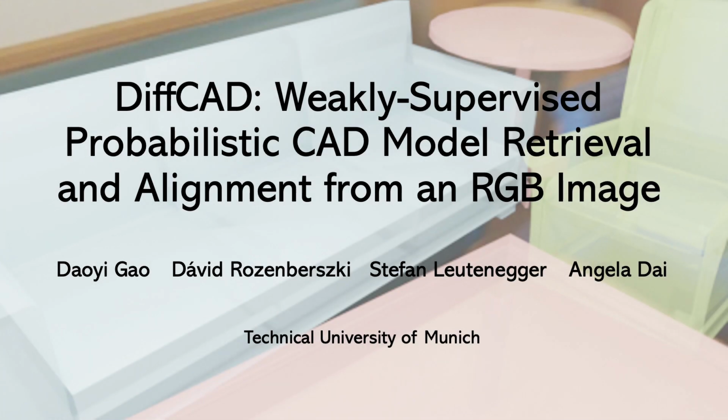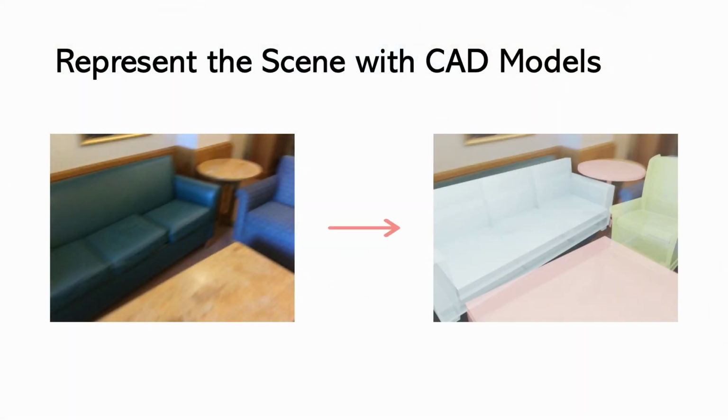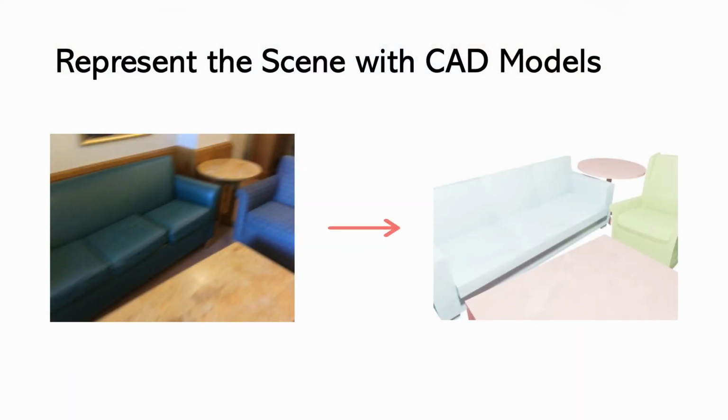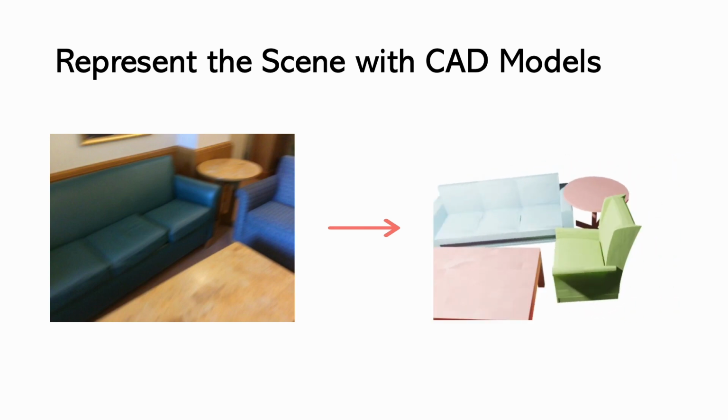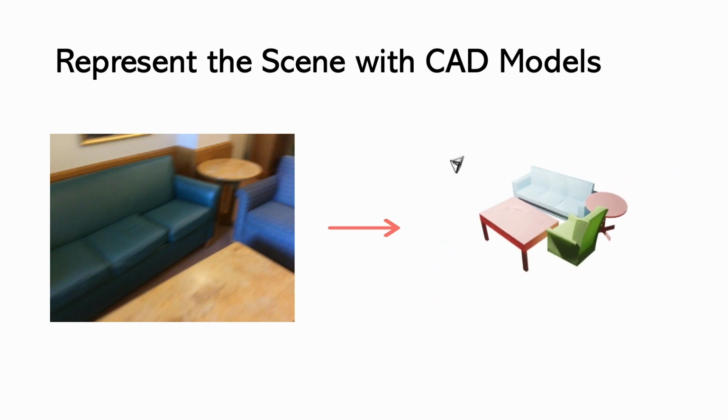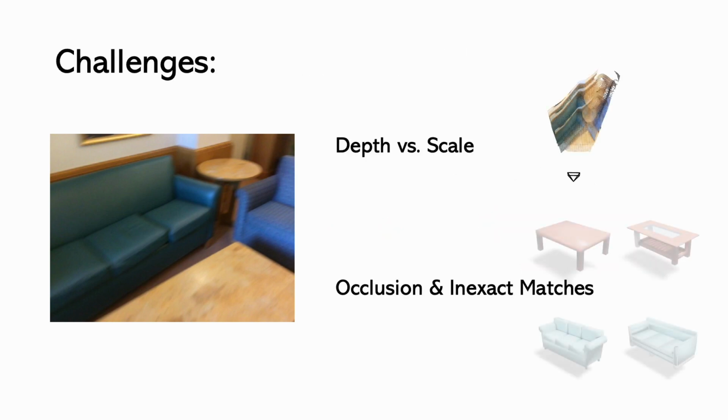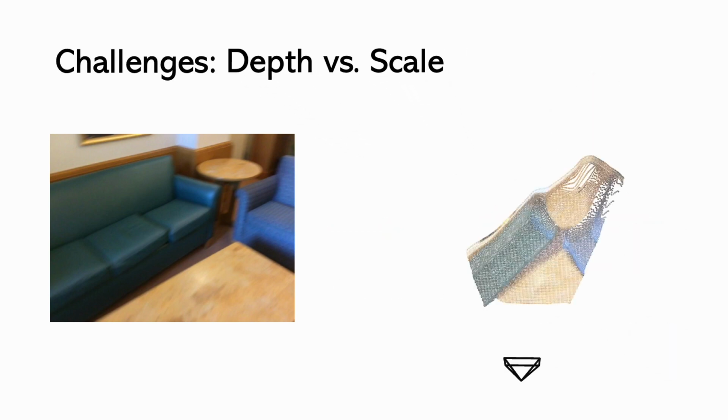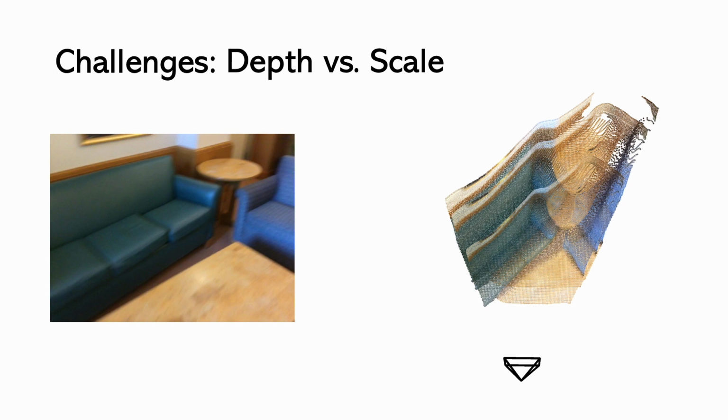We present DiffCAD, the first probabilistic approach for CAD model retrieval and alignment to an RGB image. From an image, our method reconstructs a 3D CAD-based representation of the scene, enabling a compact mesh representation broadly applicable to downstream tasks. However, such 3D perception from a single image is inherently ambiguous, for instance due to depth scale ambiguity.